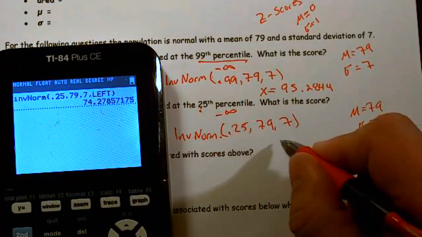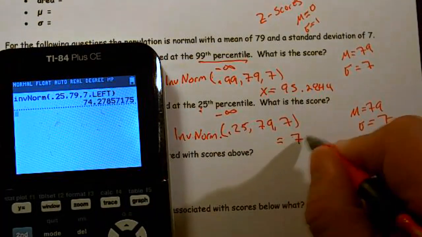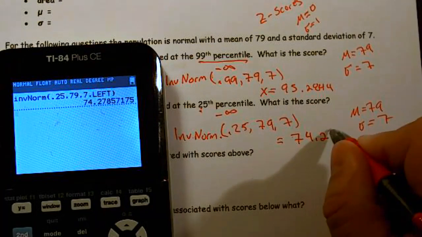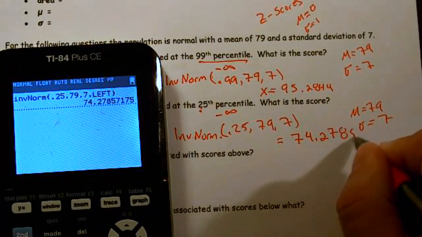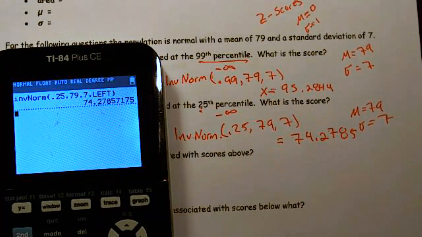So we end up saying, you know what, this student probably made a 74 on this test. But we're going to go ahead and take it out to 4 decimal places in front.